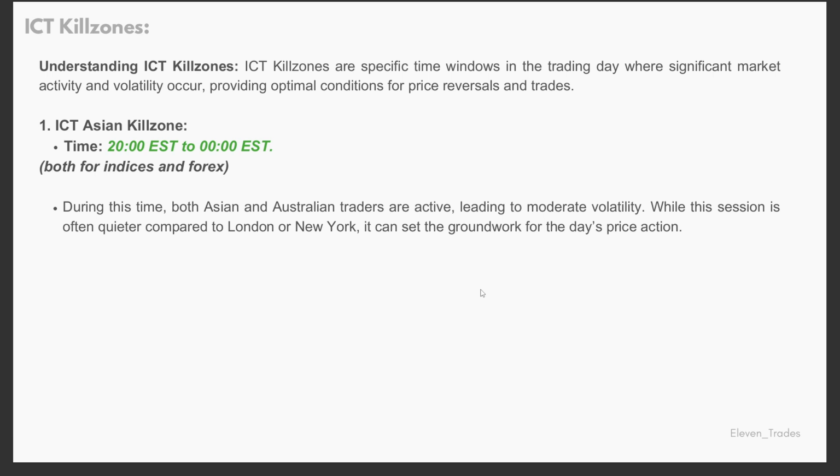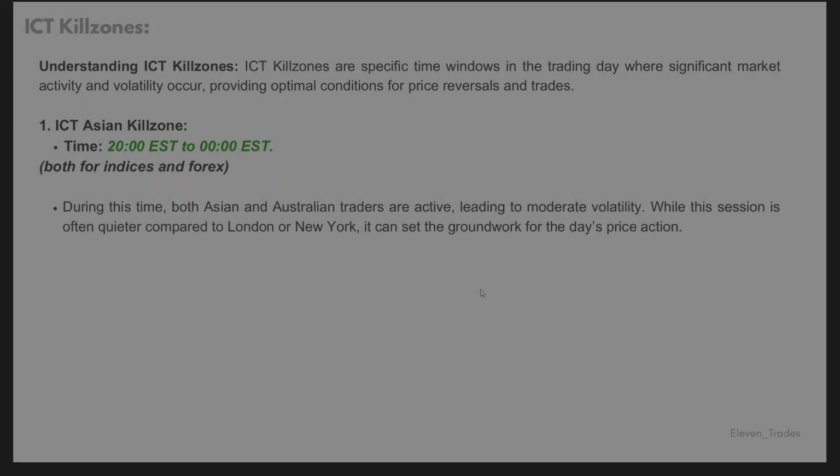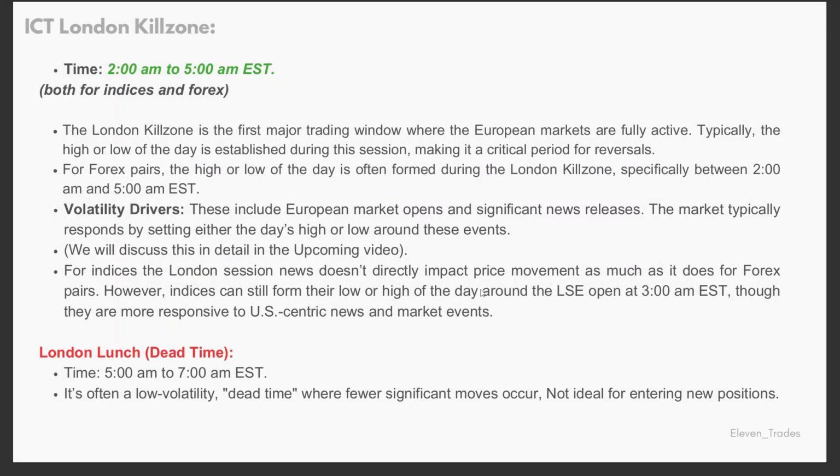Starting with the Asian Killzone, the Asian Killzone starts at 8 p.m. EST to the midnight opening, or 12 a.m. EST, both for indices and Forex, but we would not trade the indices during the Asian session because the price is too consolidated.